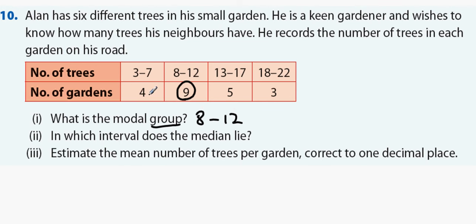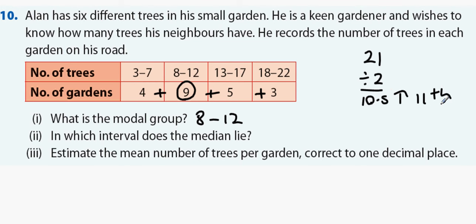Which interval does the median lie in? The median is the middle value, okay? So to get the middle value, what we need to do is add them all up together. So 4 plus 9 plus 5 plus 3, and we get 21. Now if there's 21 gardens, there's a middle one because it's an odd number. So 21 divided by 2 gets you 10.5. Round that up, so therefore it's going to be the 11th garden, okay? So the first 4 are located here, and number 5 all the way to 13 is located in between 8 to 12. So the 11th garden is located in the 8 to 12 region, okay? The 8 to 12 region.